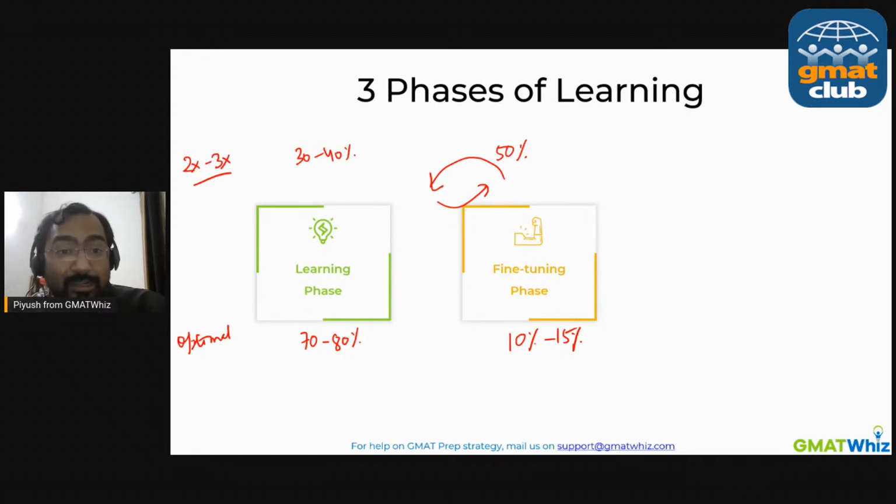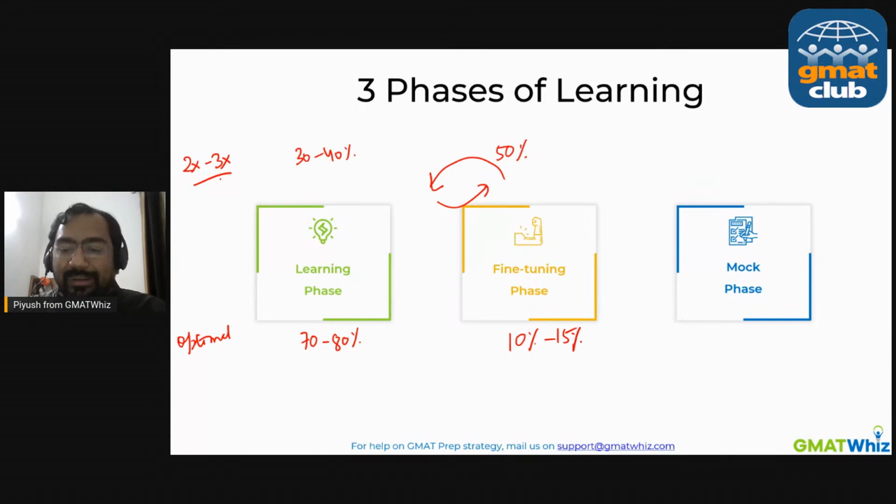Okay, so it's very critical that you do the first stage well. I'll talk about the fine-tuning stage as well, how you do it, and I'll talk about all these stages at a different point, as a part of this session today.